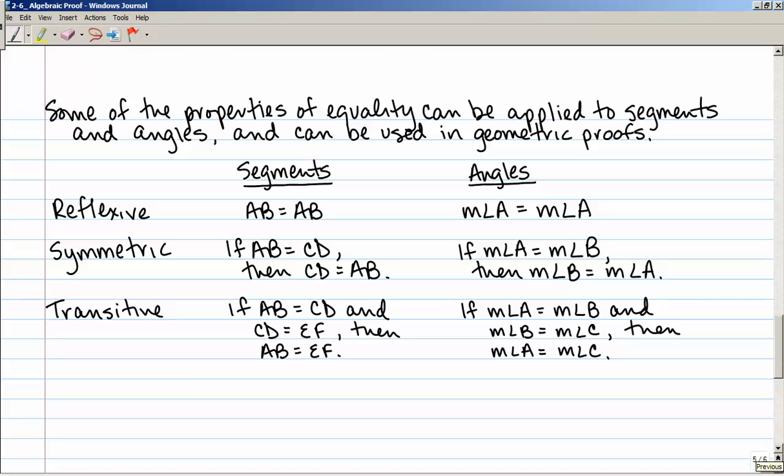So some of the properties of equality can also be applied to segments and angles, and we can use these in geometric proofs. Stop the video for a moment and copy these properties into your notebook. So the reflexive, symmetric, and transitive properties also apply to segments and angles. Notice that when we're referring to the segments, they don't have lines over them, and we're using equal signs. When we're referring to the angles, we have the lowercase m in front of the angle to say basically the measure of angle A is equal to the measure of angle A. And again, we're using equal signs. And so the reflexive, symmetric, and transitive property can be used for the lengths of segments and the measures of angles.